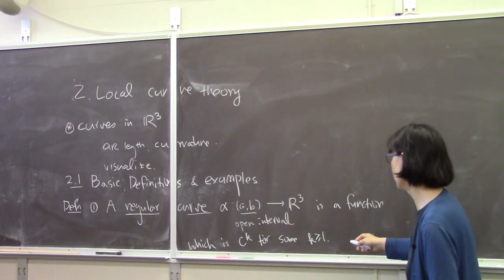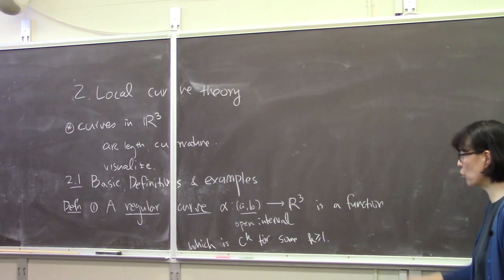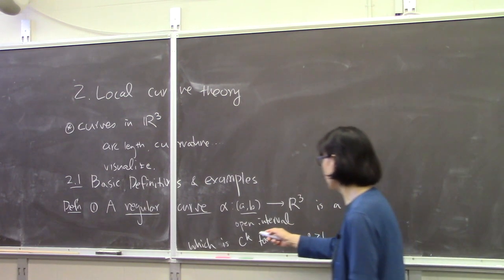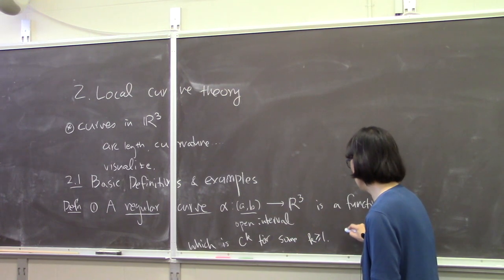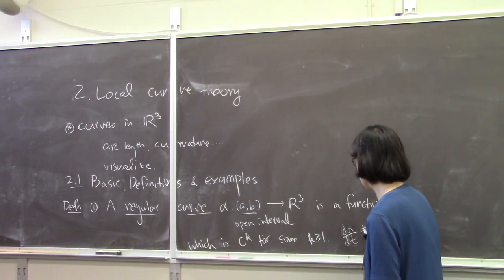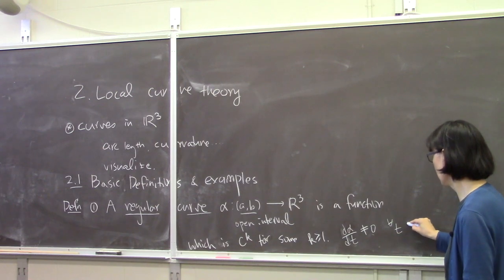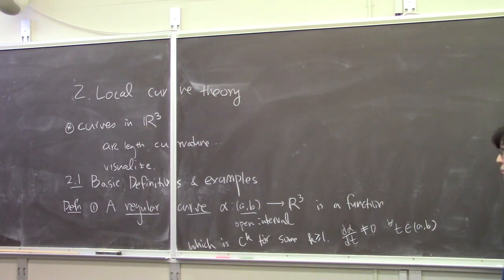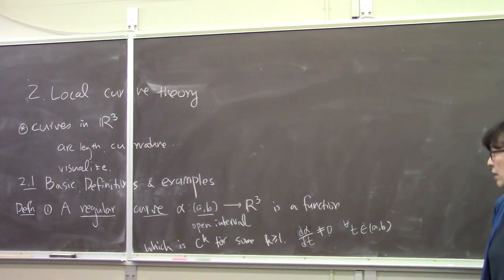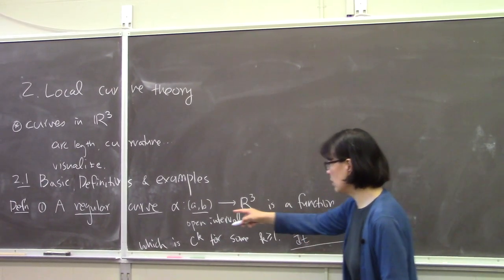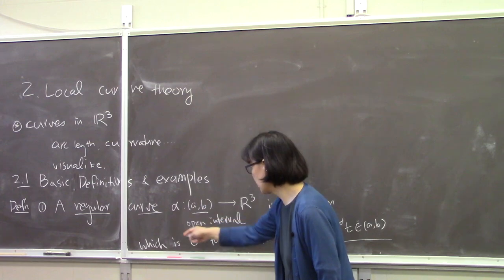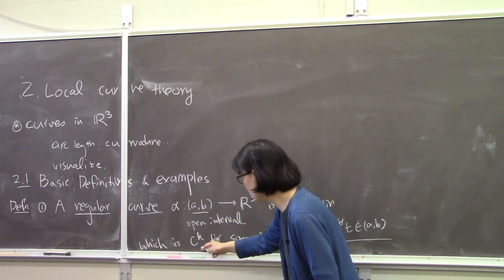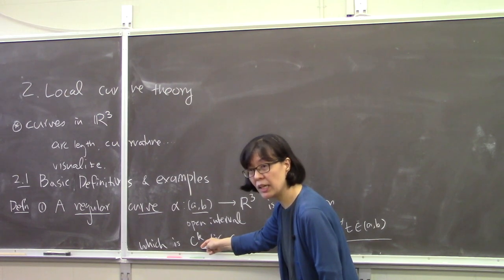Regular curve: alpha is a function from the open interval to R3, which is C^k. I'm going to tell you what that is. And the derivative, d alpha/dt, is not zero for every t. So the derivative of that is not zero, and also we want that to be C^k, which means derivatives of the curve up through order k exist.